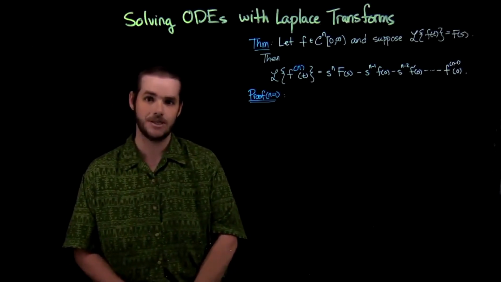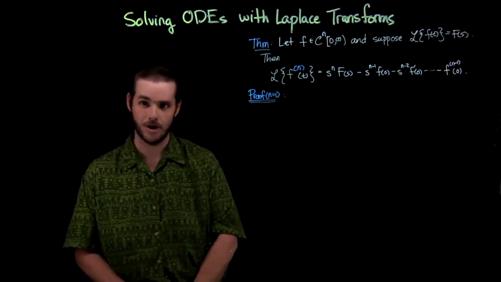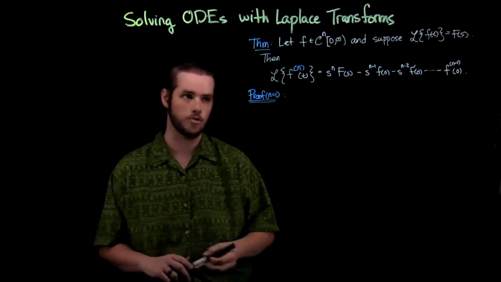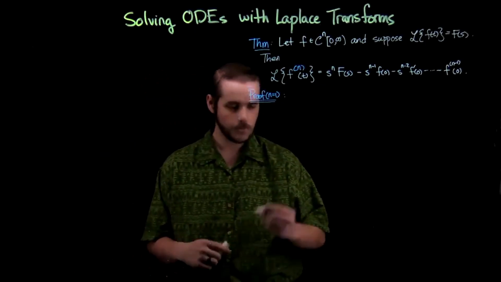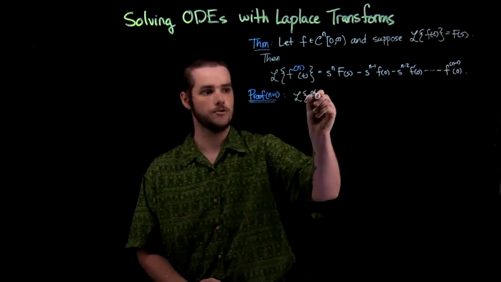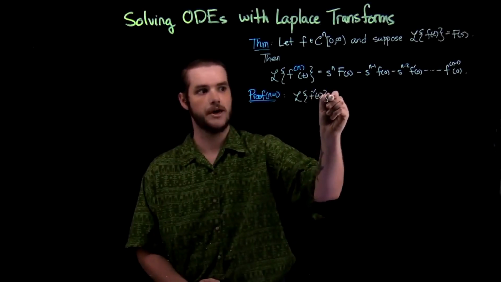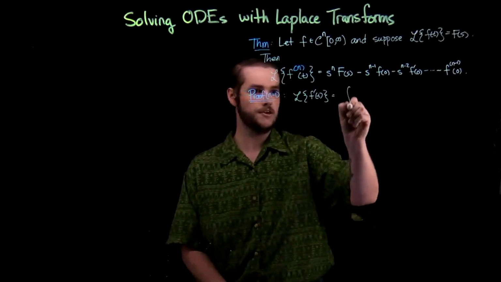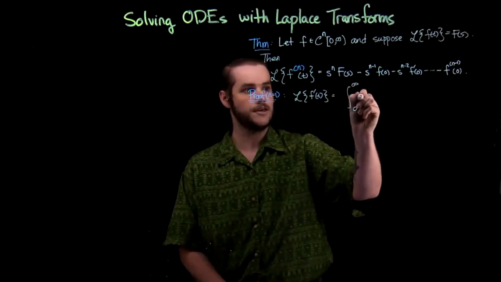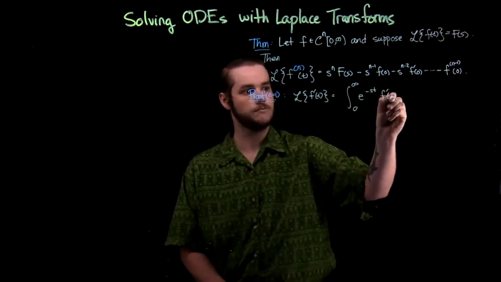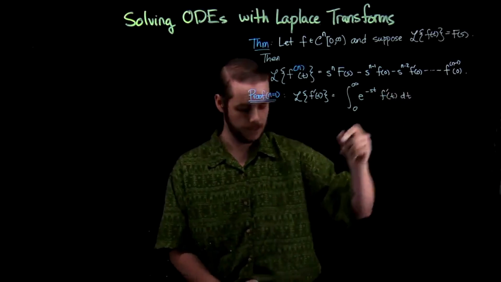I want to show you at least where the n equals 1 case comes from, and you should be able to see that the argument continues for higher order derivatives. So let's look at the first order derivative, at transforming that. Well, the definition of the Laplace transform is the integral from 0 to infinity e to the negative st times my function I'm transforming, f prime, dt.